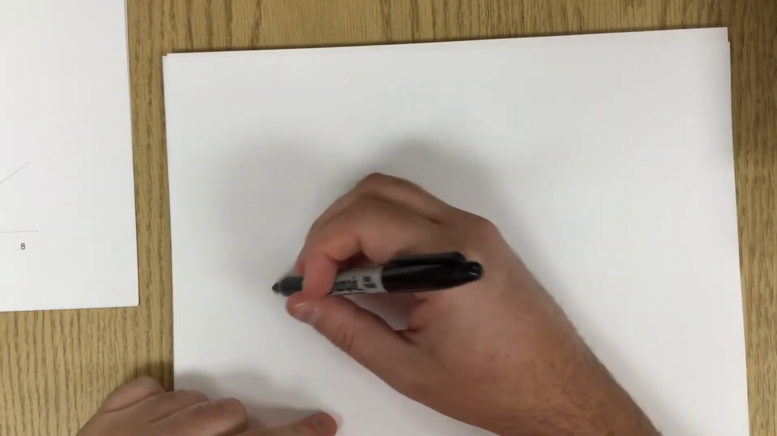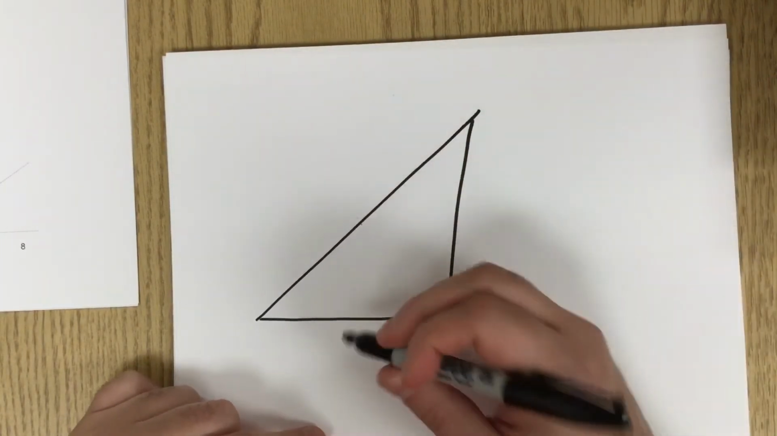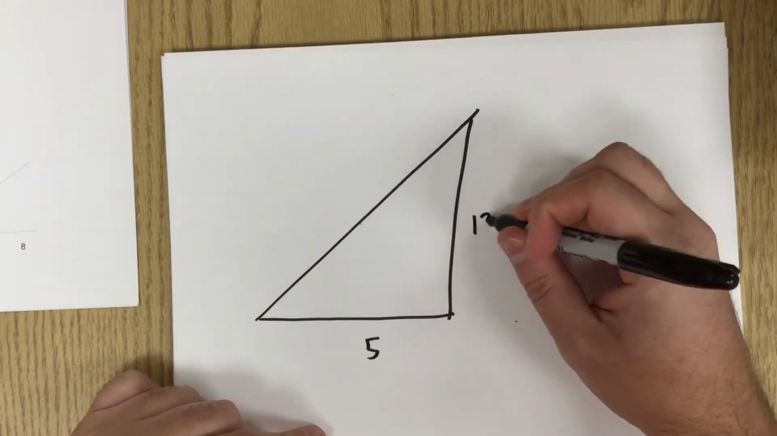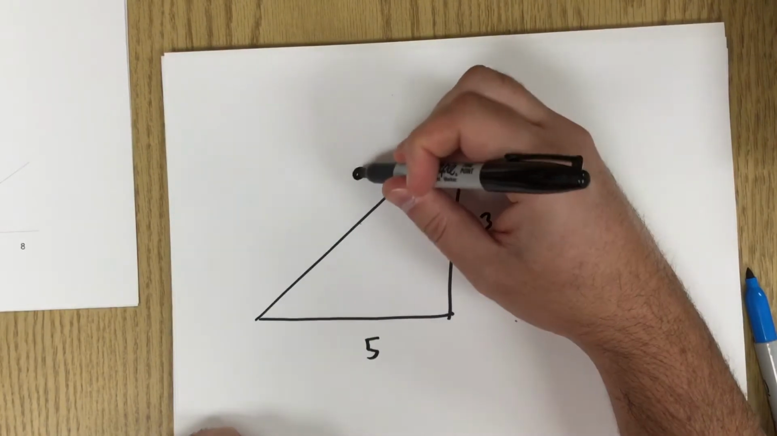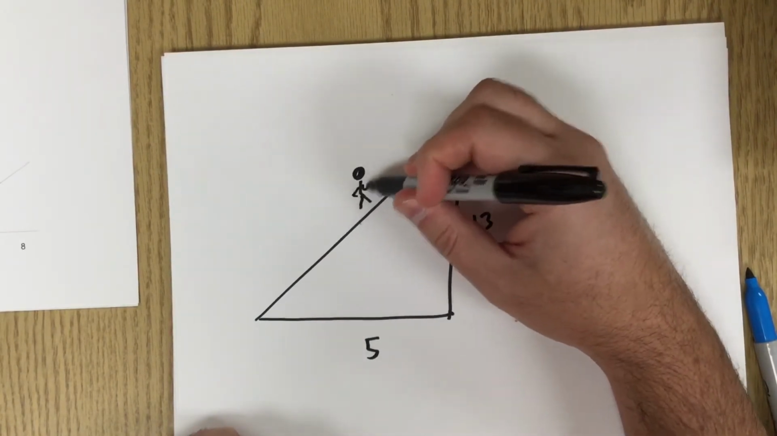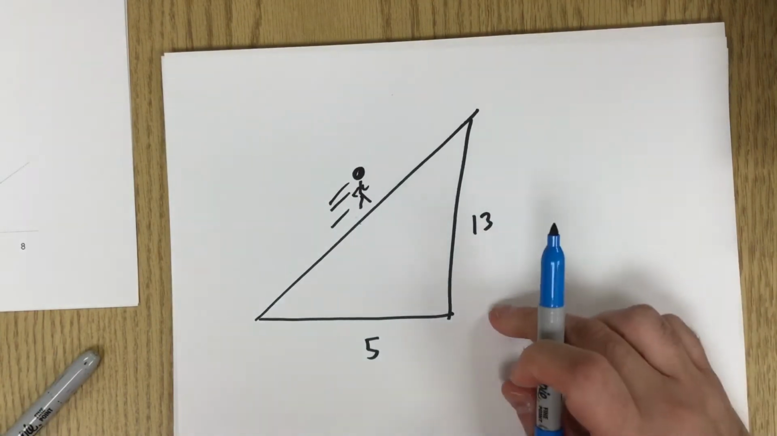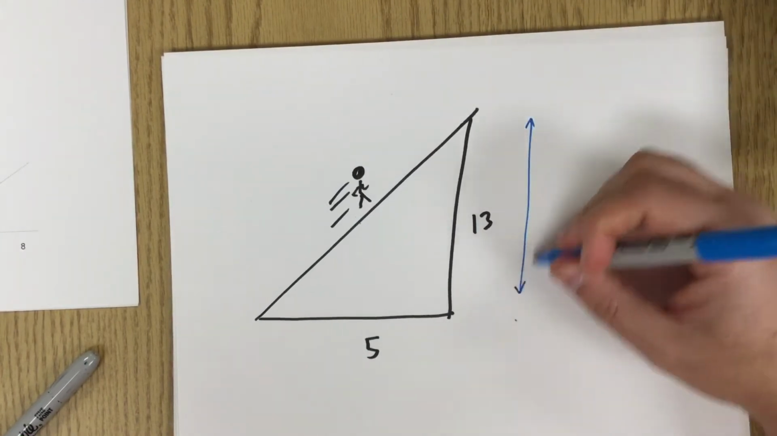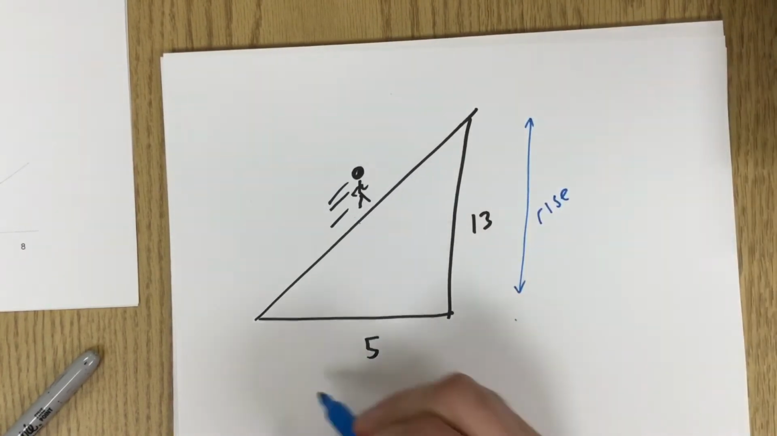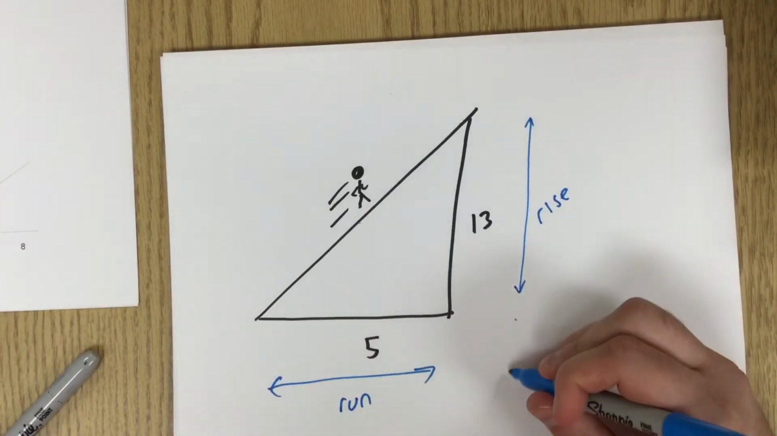Let's have an example. Let's say we have 5 and 13, and I want to know what is the slope. So if there's a person going from left to right, in this case, it's going up. And the slope is going to be the rise over the run. So the rise is how much the person goes up. So this over here is the rise, and this way is the run.